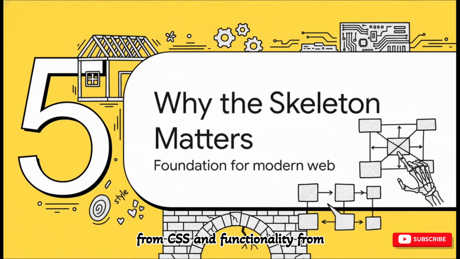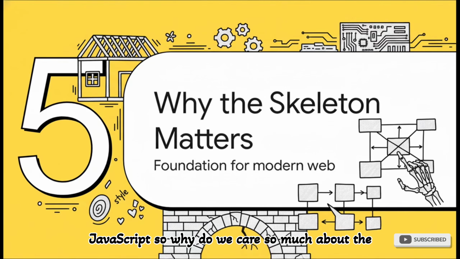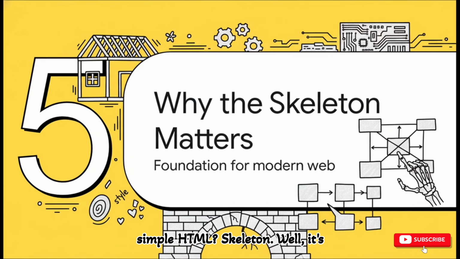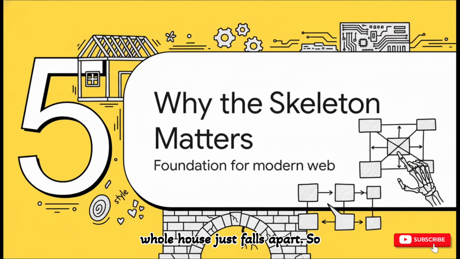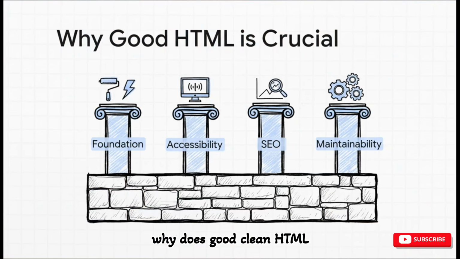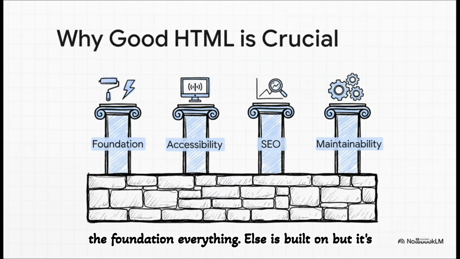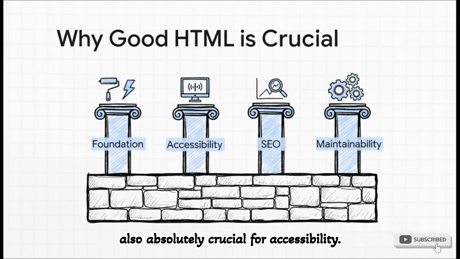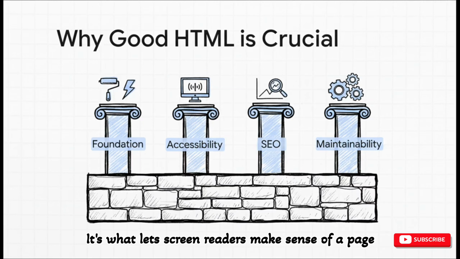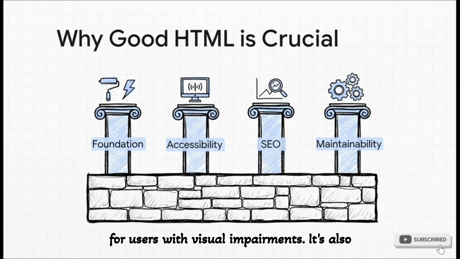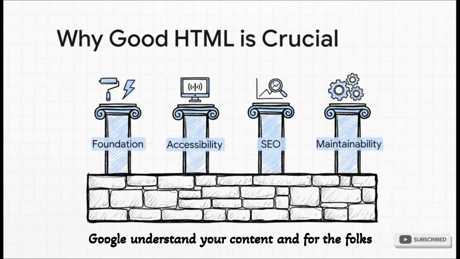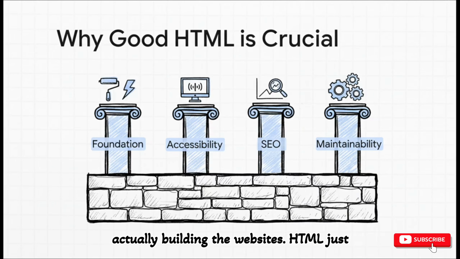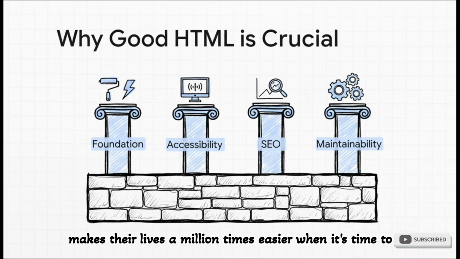Okay, so we've got style from CSS and functionality from JavaScript. So why do we care so much about the simple HTML skeleton? Well, it's pretty simple. Without a strong foundation, the whole house just falls apart. So why does good, clean HTML matter so much? Well, for one, it's the foundation everything else is built on, but it's also absolutely crucial for accessibility. It's what lets screen readers make sense of a page for users with visual impairments. It's also a huge deal for SEO, helping Google understand your content. And for the folks actually building the websites, good HTML just makes their lives a million times easier when it's time to update something.